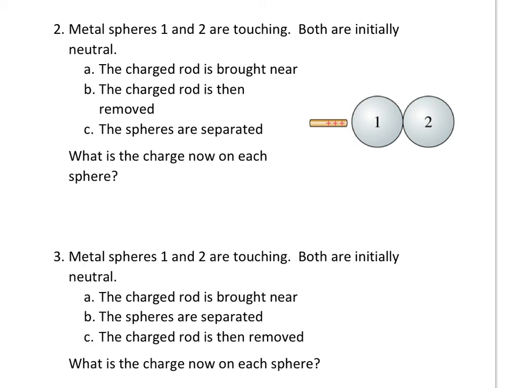But then the rod's removed. So when this rod is removed, the charges are free to go back to where they were. So both objects are going to become neutral again, and then the spheres are separated. So what is the charge now on each sphere? They're both neutral. So Q1 is 0 and Q2 is 0. They weren't charged by induction because of the order that things happened. So again, the rod brought over to the first sphere polarized it, but because the rod was removed before the spheres were separated, nothing actually changed.